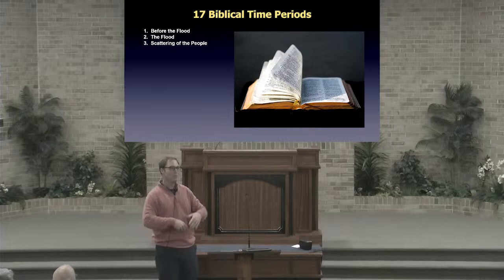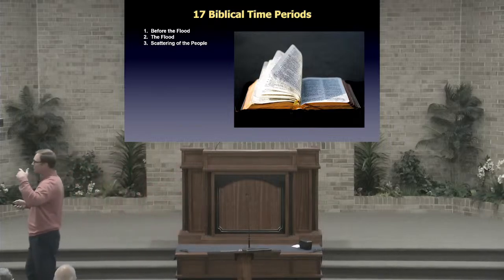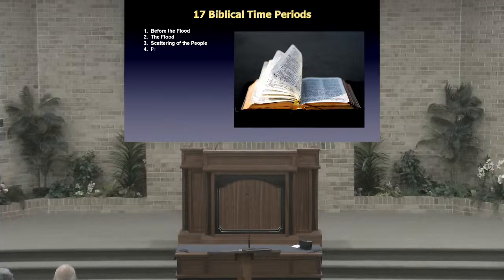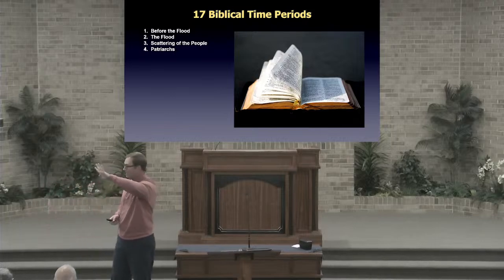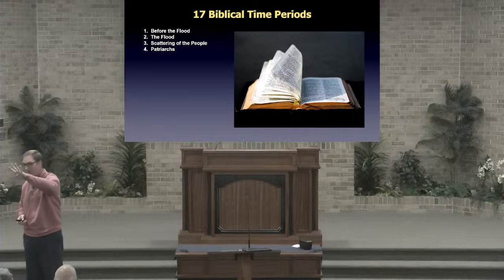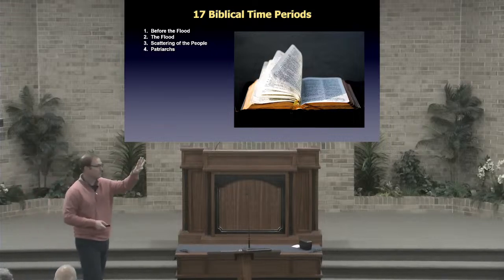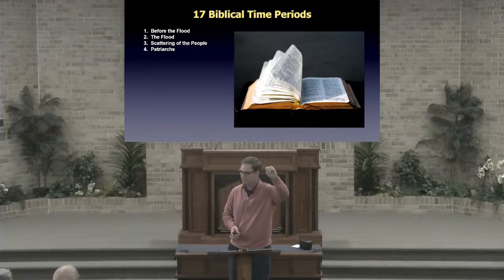Now, after the people scatter, then we come to Genesis chapter 12, and we're introduced to the first of 4 patriarchs. Okay, now this one also works in 2 ways. It's the 4th time period, the patriarchs, but there are 4 patriarchs that are under consideration. Abraham, Isaac, Jacob, Joseph. Okay?